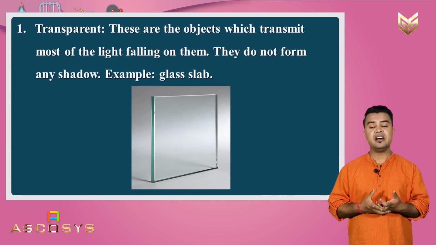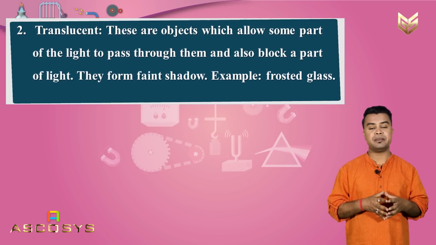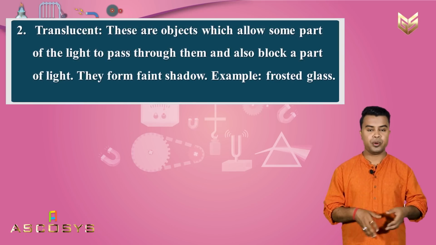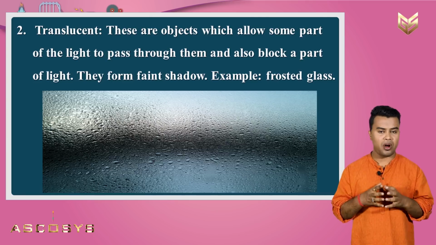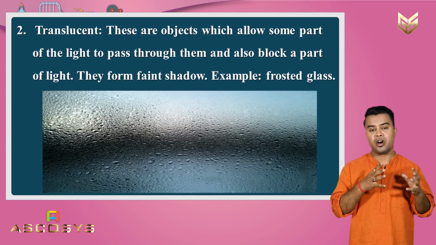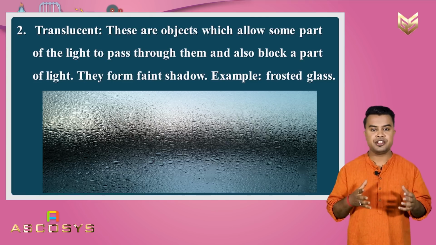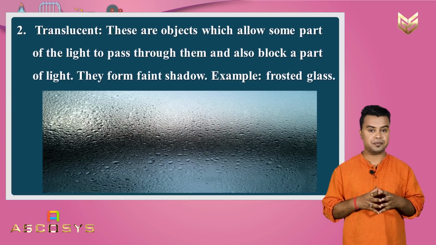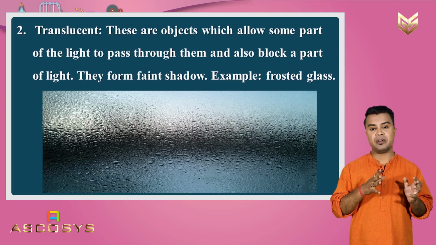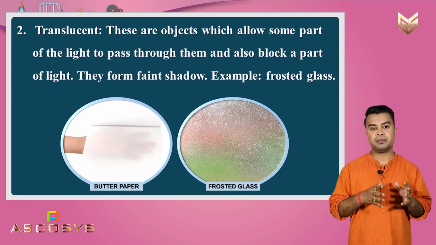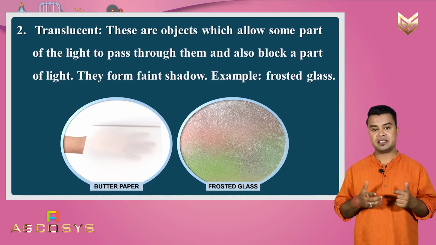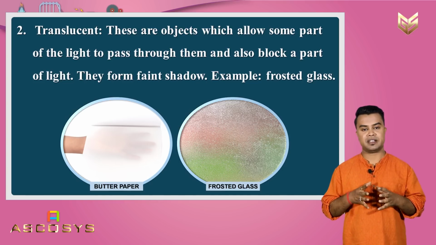There is another kind of medium that is known as translucent. Whenever light falls on them, light passes partially through them. Not all the rays will pass through to the other side, some of them will be blocked as well. So this type of object does not form a complete shadow, they form a partial shadow. An example is tissue paper, where light passes partially through the object.